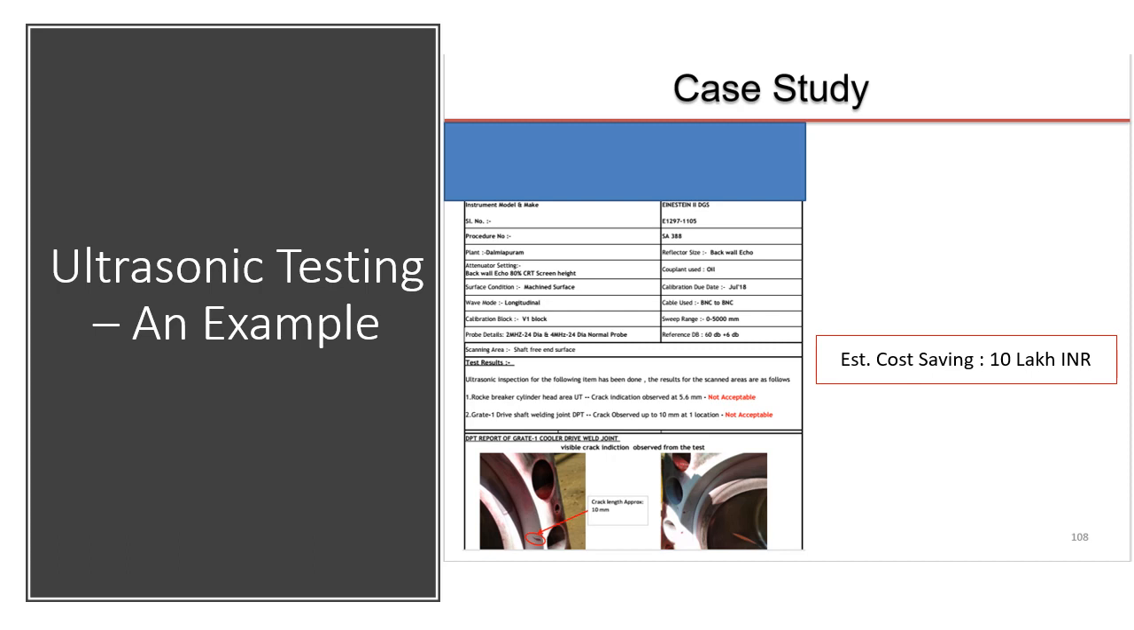In one such inspection, it was found that a rock breaker cylinder head had a crack up to 5.6 mm. Since this was a new spare received from the supplier, we identified this crack and sent it back to the supplier, which otherwise would have resulted in cylinder internal leakage or breakdown of the cylinder, which would have resulted in downtime. In this particular case, considering the downtime of the equipment and the additional damages, the estimated saving was around 10 lakh Indian rupees.